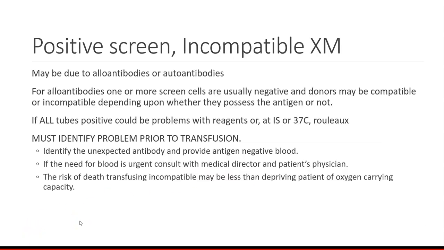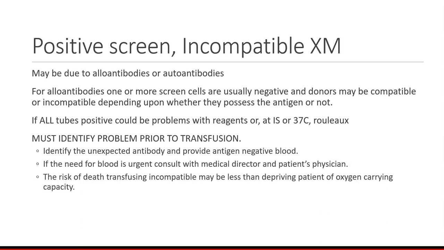The next scenario we'll discuss is when you have a positive screen or an incompatible cross-match. This could be due to either alloantibodies, where the patient has an antibody against a human antigen they do not possess, or autoantibodies, which can be very nonspecific in nature and react with all cells tested. For alloantibodies, one or more screen cells are usually negative, and the donors may be compatible or incompatible depending upon whether they possess the antigen or not.